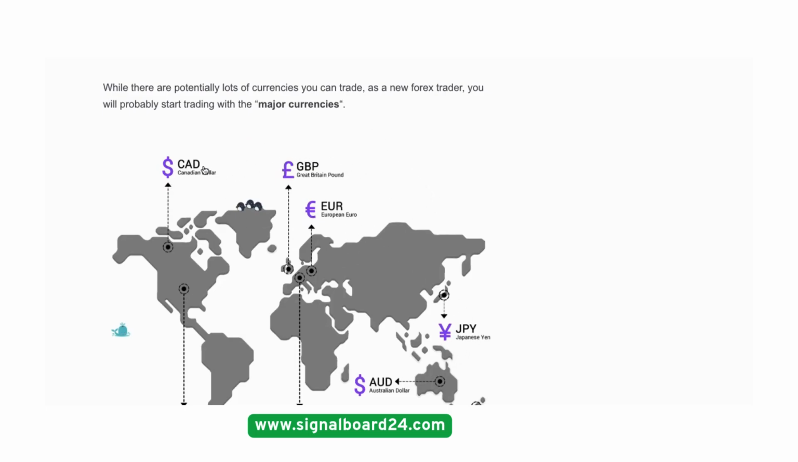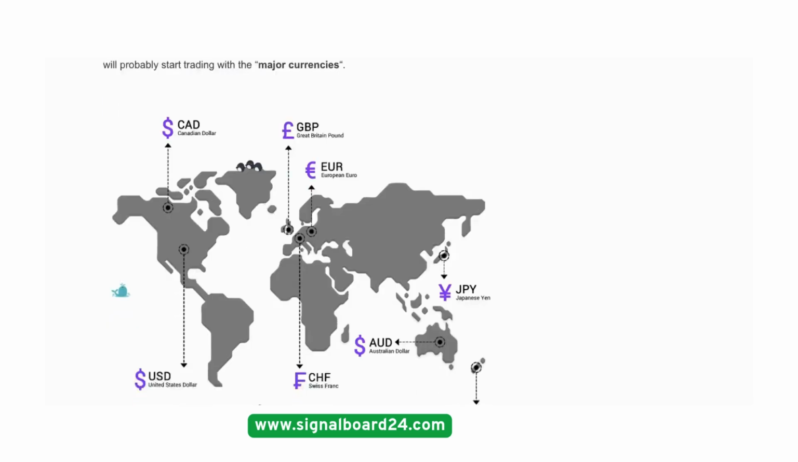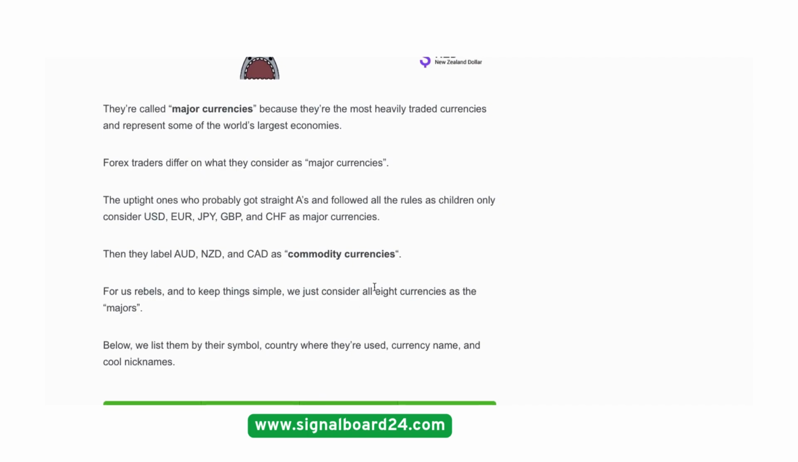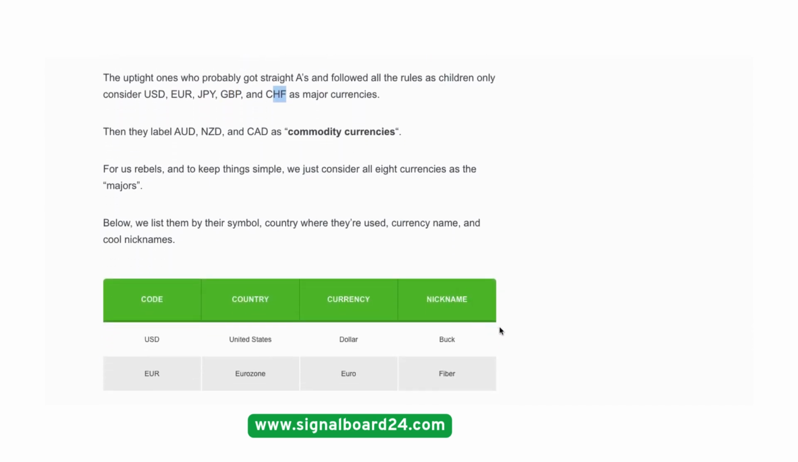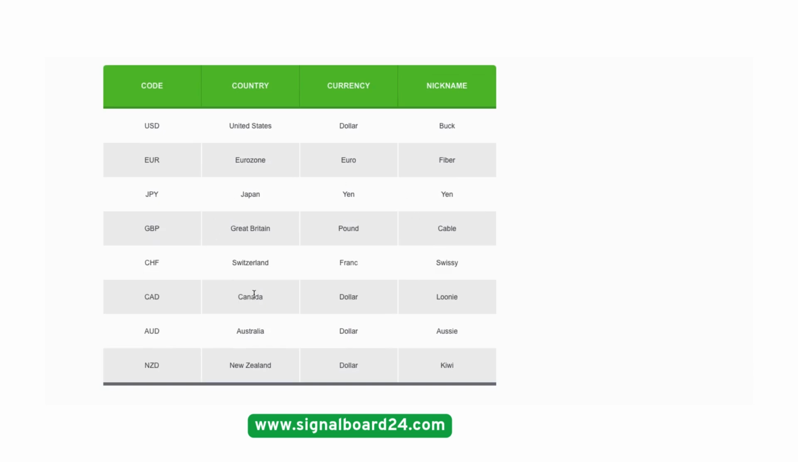These are the major currencies we have, for example the Canadian dollar and the USD. If you're trading USD CHF, it means you are buying the USD for the CHF, or selling the USD for the CHF, depending on your analysis. These are how the currencies are labeled: USD, euro, Japanese yen. The British pound is called GBP. The Swiss franc is the CHF.